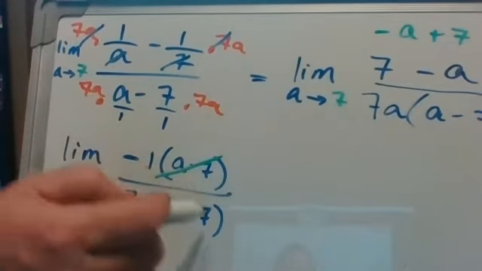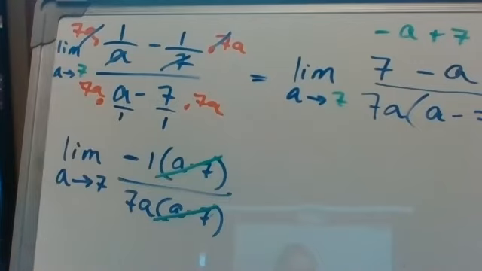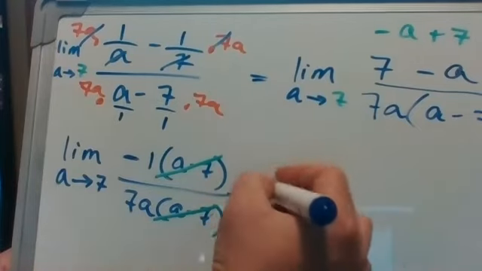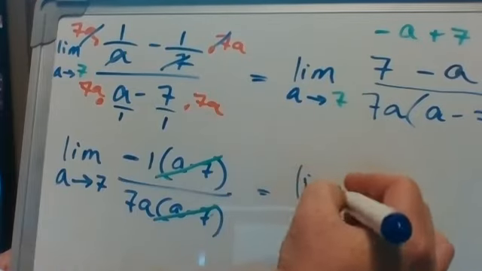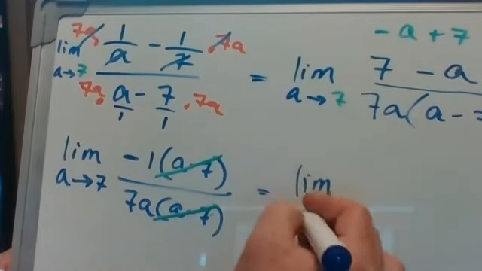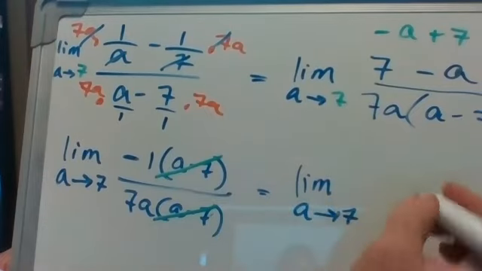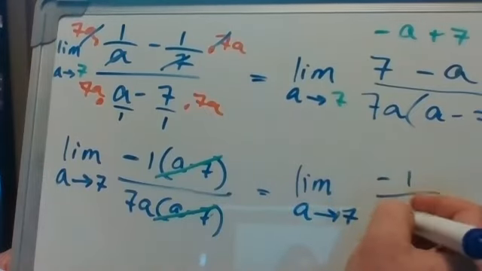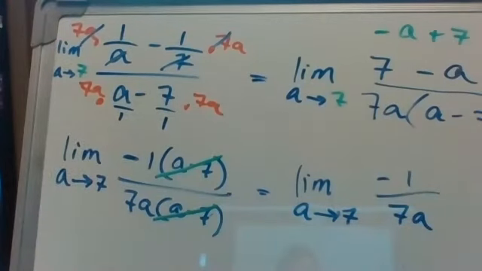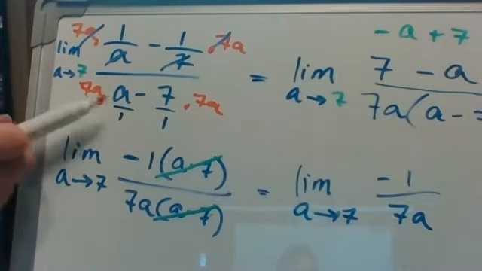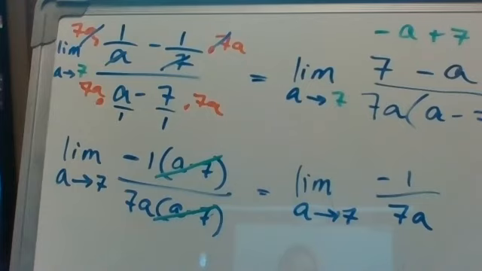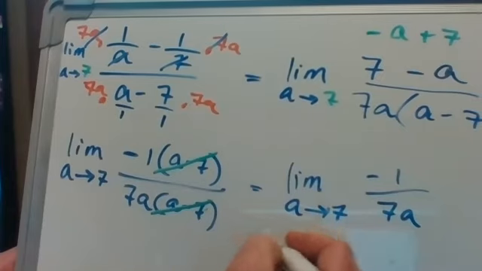And now we can cancel these A minus 7s. We're left with the limit as A approaches 7 of -1 over 7A. And now when we plug 7 in, it's not a problem because we don't get a 0 in the denominator, which is what the problem was in the very beginning. Plugging 7 in, that's -1 over 49.